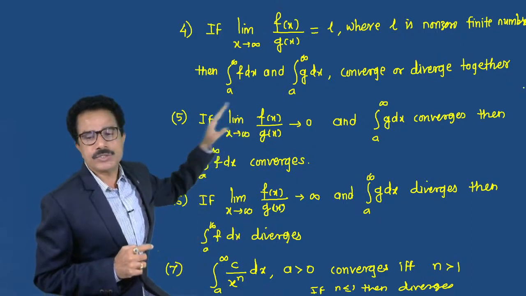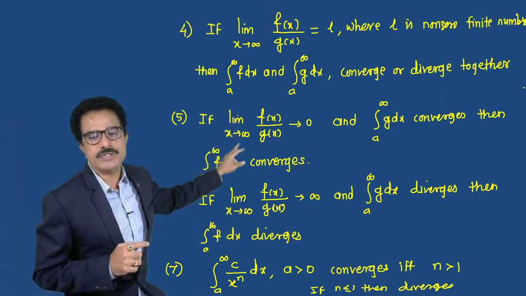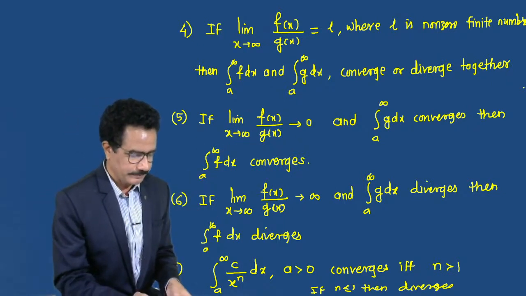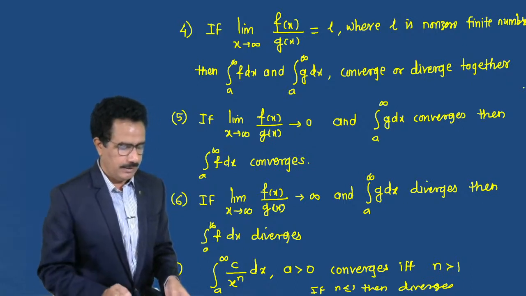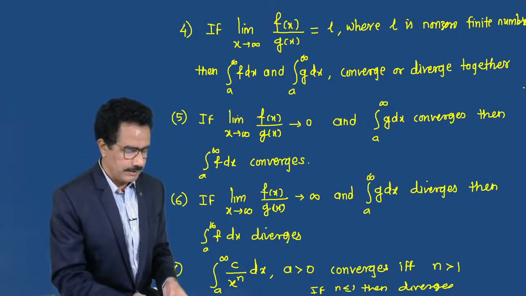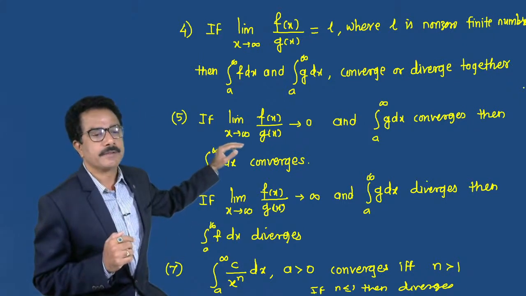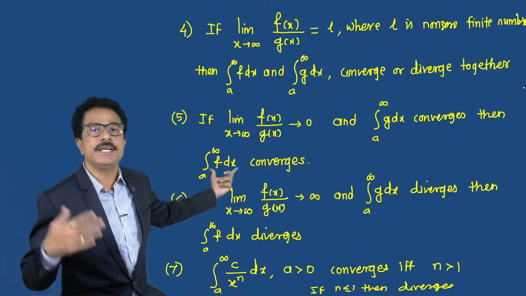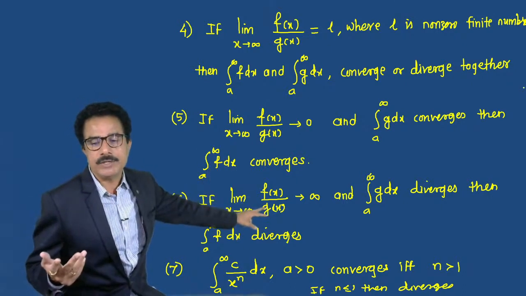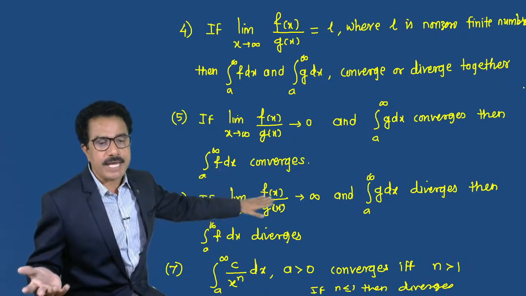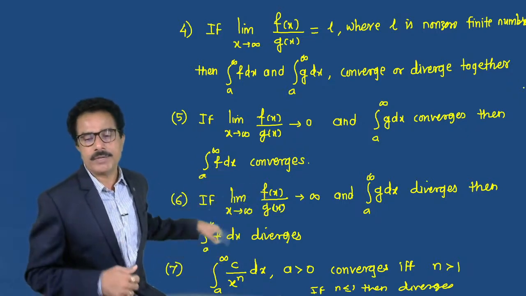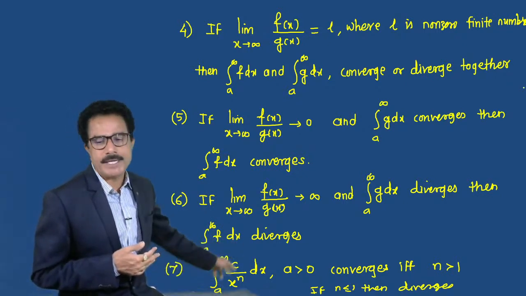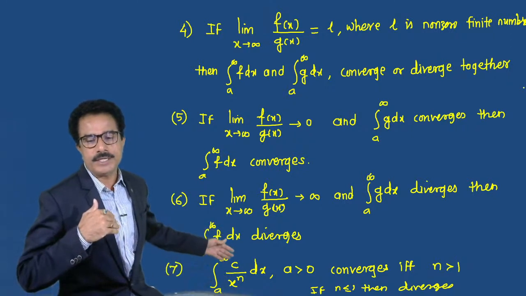If L tends to 0, that is, the limit as x tends to infinity of f of x divided by g of x is 0, and the integral of g of x converges, then the integral from a to infinity of f of x also converges. If L tends to infinity and the integral of g of x diverges, then we can say that the integral from a to infinity of f dx also diverges.